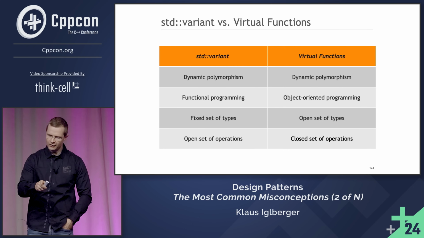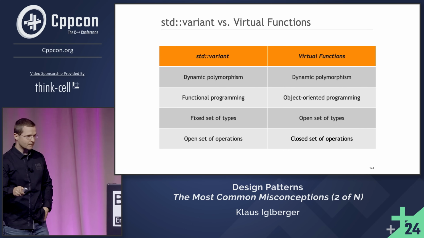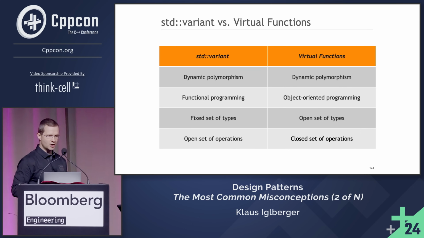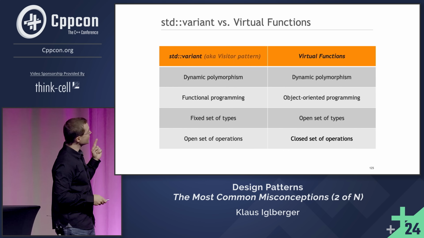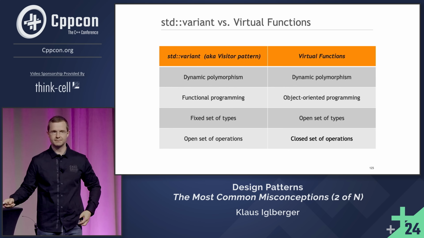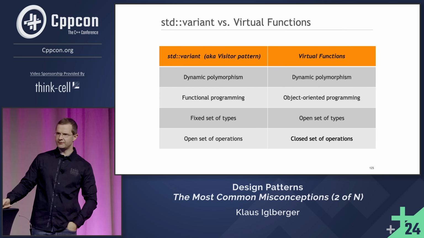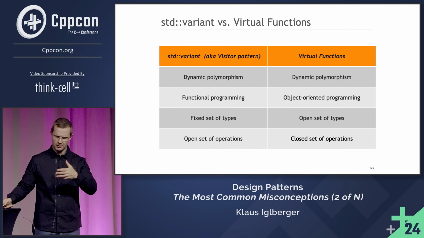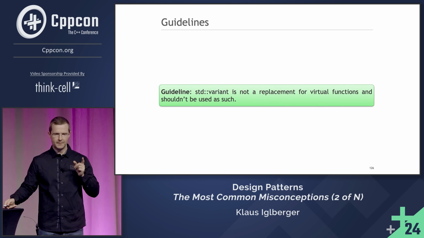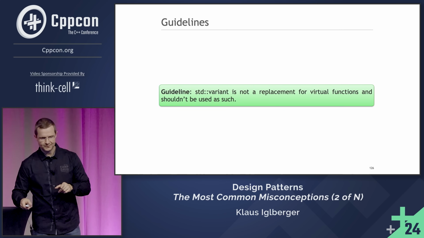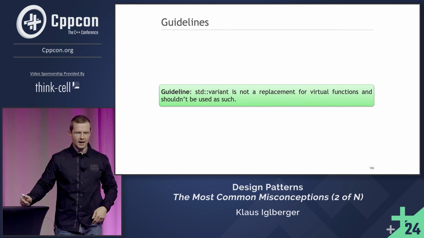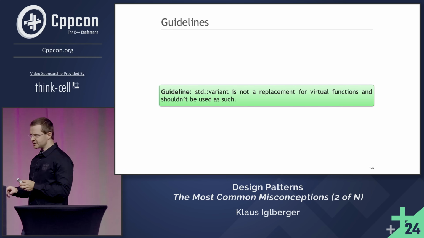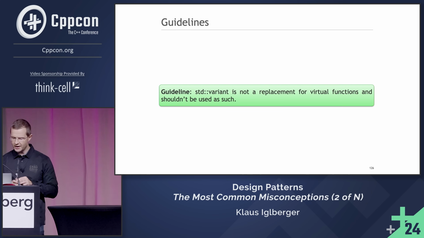So they're very different. And so both of them have architectural properties. In particular, the state variant has the properties of what we commonly call the visitor design pattern. A very specific architectural solution, a specific design. And so please, do not consider state variant as a replacement for virtual functions, and please don't use it as such. This is just not okay, not correct.